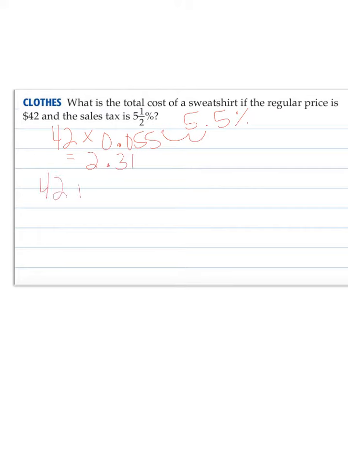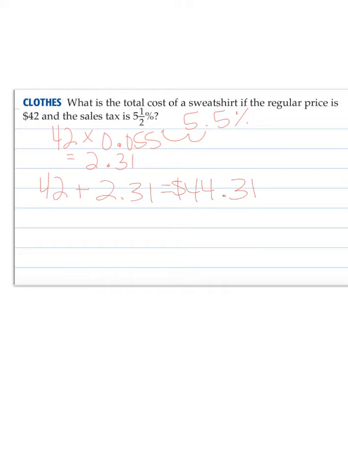Then we add those two together. Okay, so we're taking the $42 and adding on the sales tax, the $2.31. That gets us $44.31, so the total cost of the sweatshirt would be $44.31.